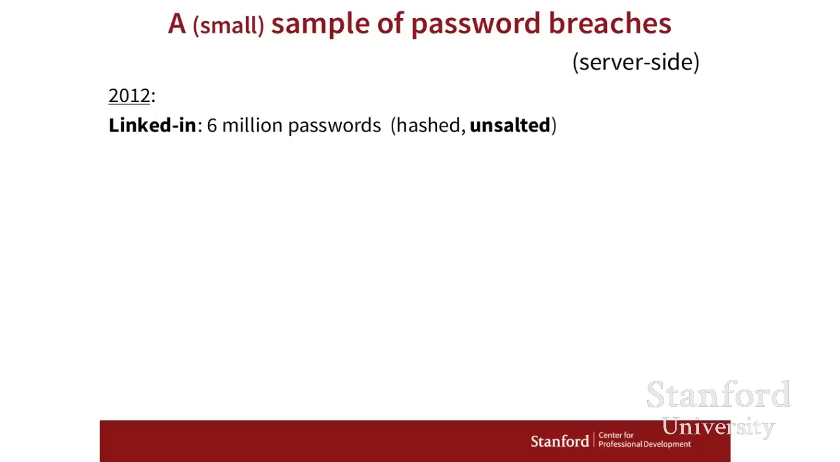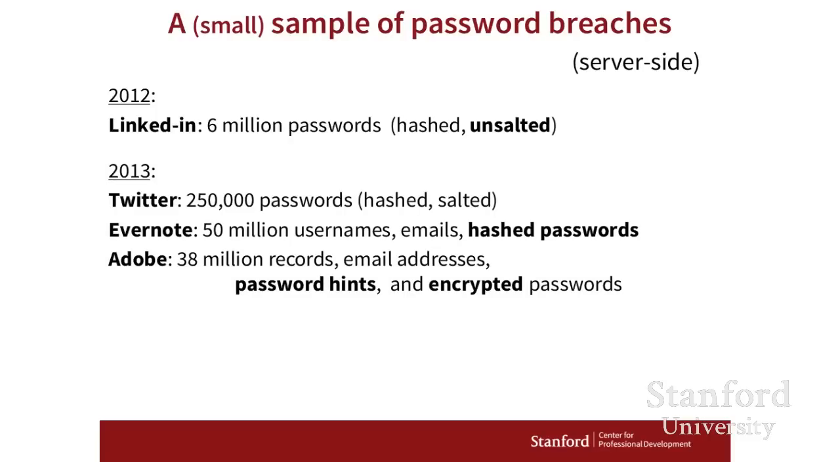Then a year later, there were a couple of other breaches. Again, this is just a selected list. 250,000 passwords were stolen from Twitter. Evernote had an issue where hashed passwords were revealed. And Adobe had an entertaining breach where, in fact, encrypted passwords, not hashed passwords, were revealed, in addition to the password hints. As a result, the password hints actually helped attackers recover the original passwords.